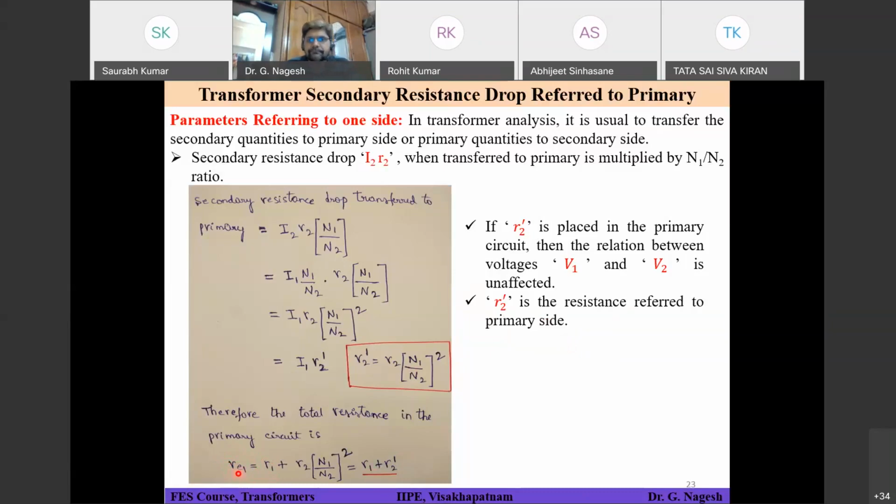Sir, here the secondary resistance drop is acting on the primary one, no, sir? Yeah, we have moved from secondary to primary. Yes, sir. Sir, can we move from primary to secondary, sir? Yes, we can do that. That also we'll see in the next slide. Okay. We can do that also. Not only resistance, sir, reactance also.